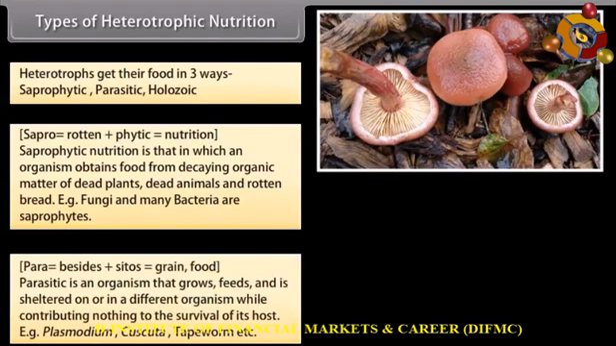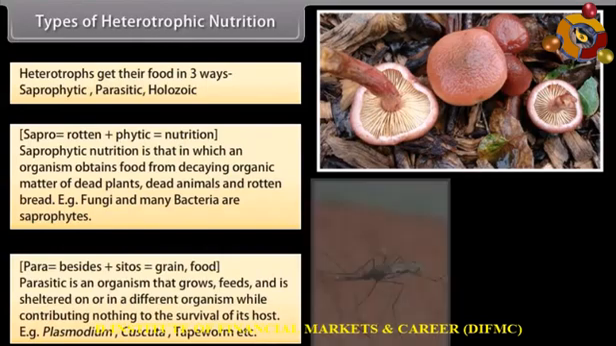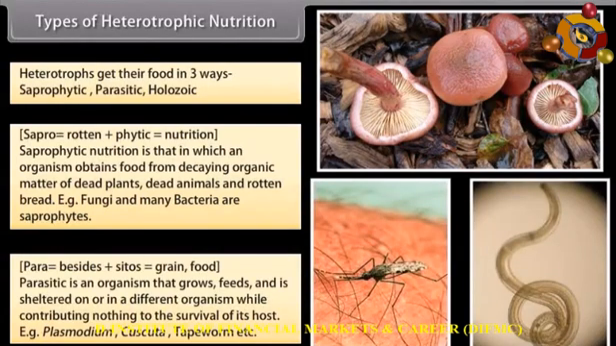Para means besides, and cytos means grain food. Parasitic is an organism that grows, feeds, and is sheltered on or in a different organism while contributing nothing to the survival of its host. That is, Plasmodium, Cuscuta, tapeworm, etc.